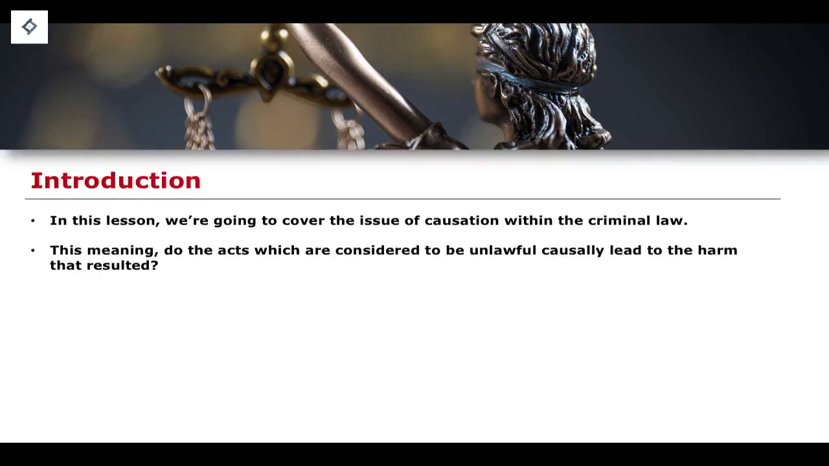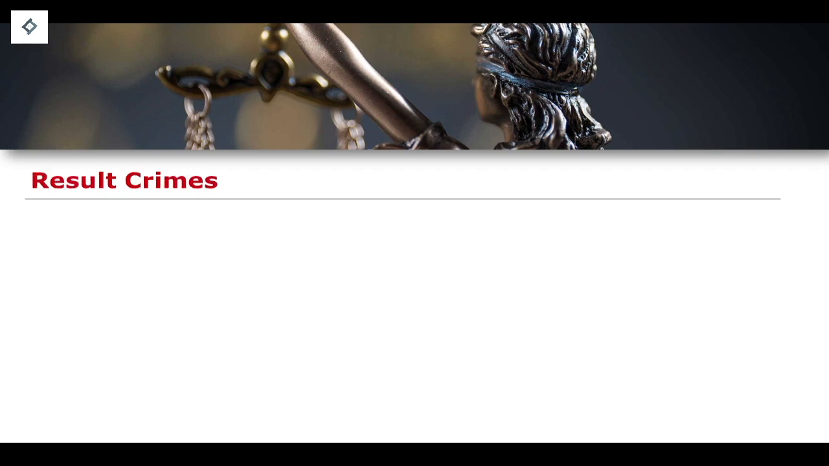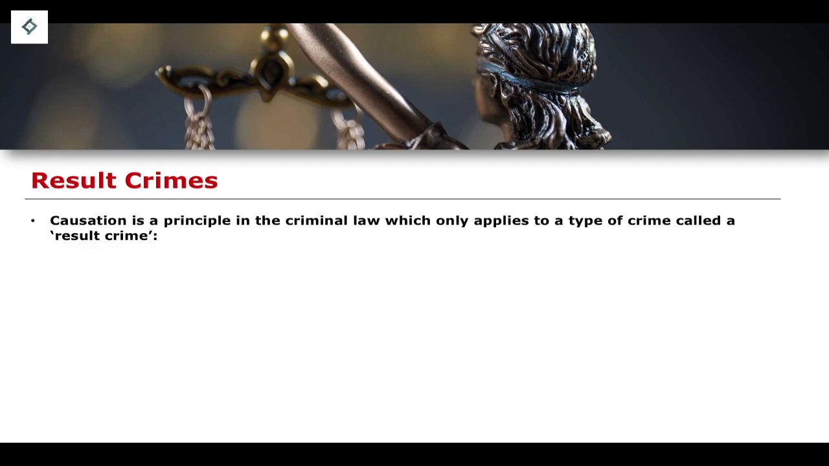So ultimately, this means essentially that we're asking the question of, do the acts which are considered to be unlawful causally lead to the harm which resulted? And that question is one which is important for those who are trying to establish the actus reus of an offence. But it's only important for certain crimes. Specifically, it's only important for result crimes. Causation is a principle of criminal law which will only apply to a result crime. It will only apply to those kinds of crimes.